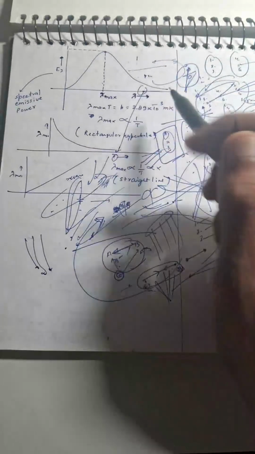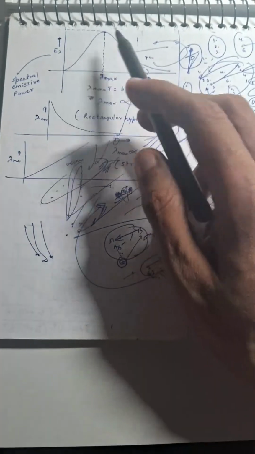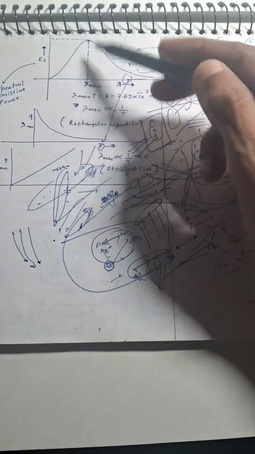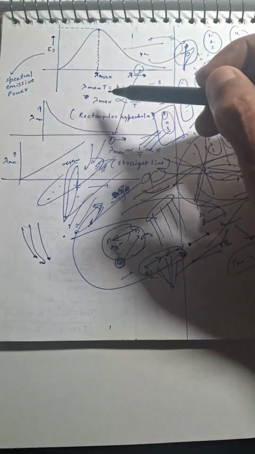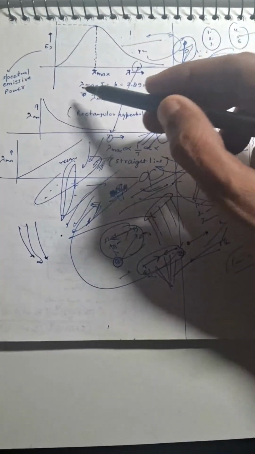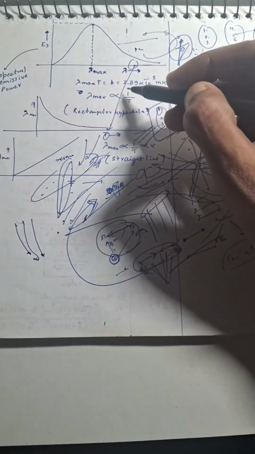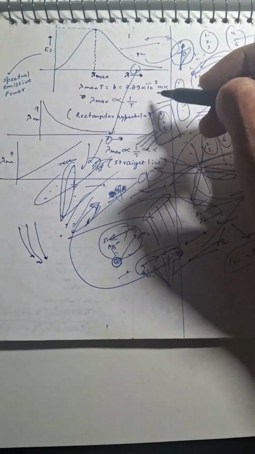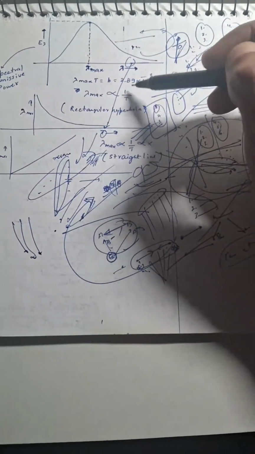Then we have a discussion on Wien's displacement law. This is a spectral emissive power versus lambda graph, and this has a maximum at a certain wavelength, which we call lambda max. Wien found that the product of lambda max and temperature is constant, which we call Wien's constant, which is 2.89 into 10 to the power minus 3 meter Kelvin. So we can say that lambda max is proportional to 1 by T.